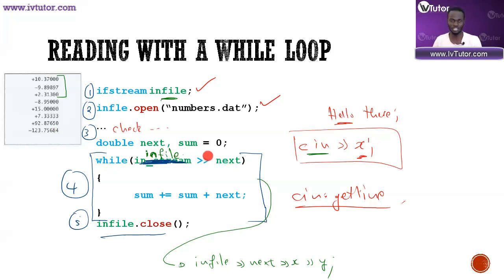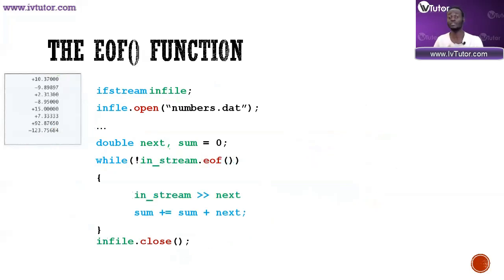Another very important function I also want you to understand when it comes to reading using a while loop is the end of file function, which is commonly used to read from a file because it allows you to check if you are now at the end of the file. So another option to what I've just done is to use this EOF function, which you call on your in-file stream. So you go infile.eof, which means end of file. And this function will return true if your stream is now at the end of the file.